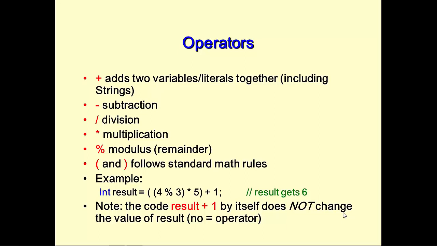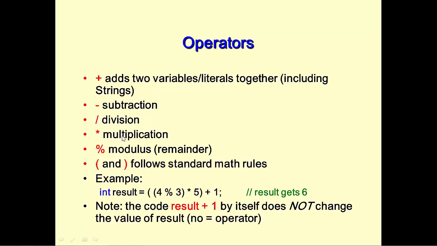Most of these should be fairly straightforward. We have the plus sign, which is the way that we have addition in Java, so we're going to add two variables or literal values together. We can also do this with strings, where we concatenate those two things together, which is kind of cool. Okay, here's how we do subtraction. That's the minus sign. Division is the division sign, or the forward slash.